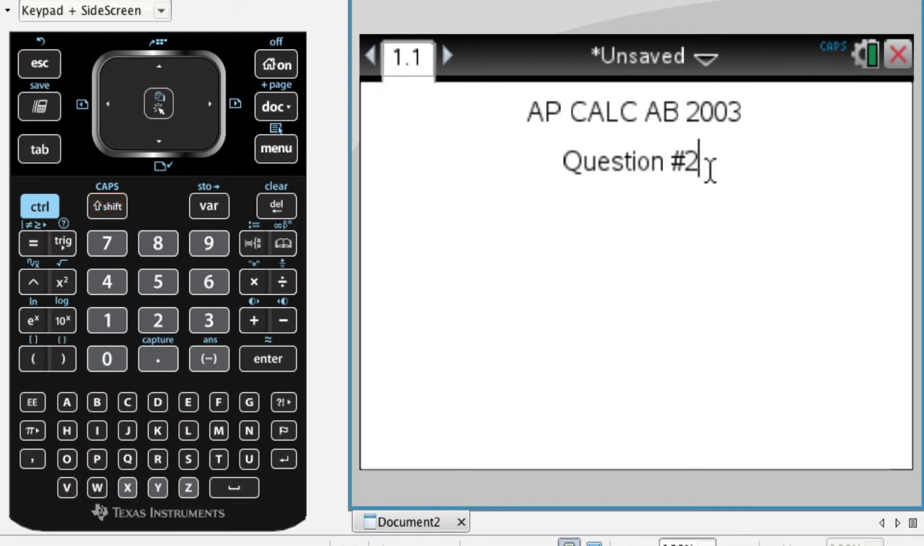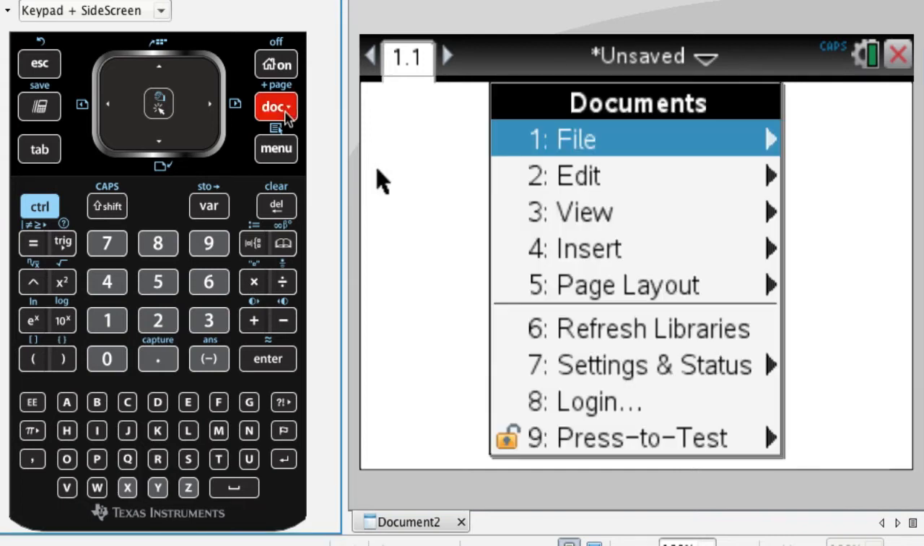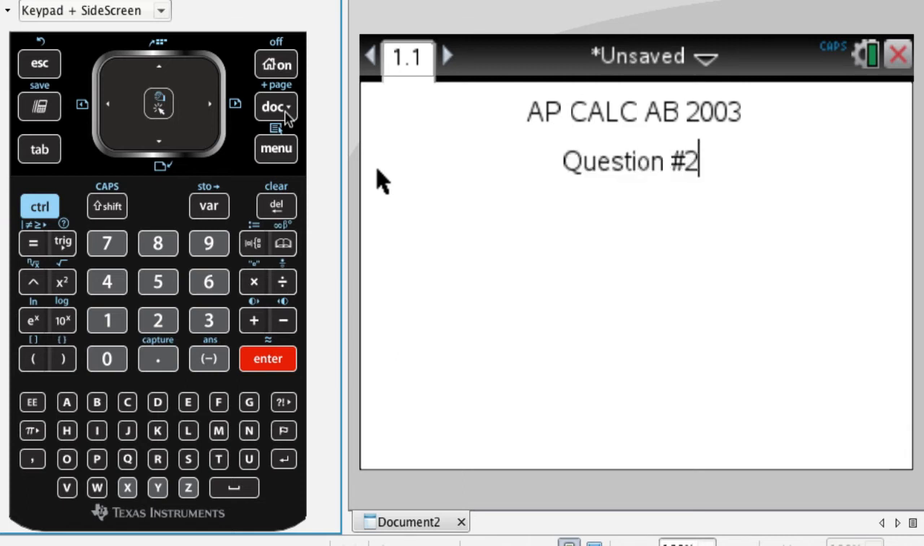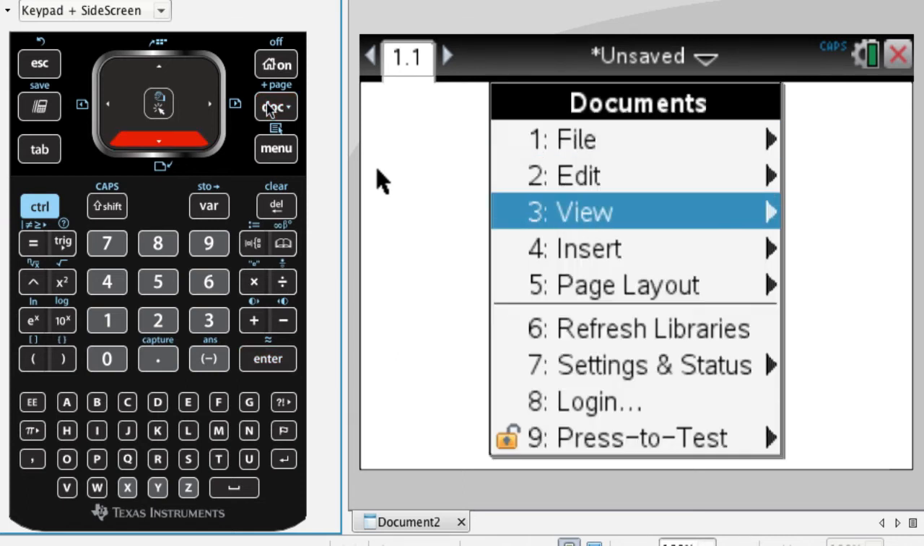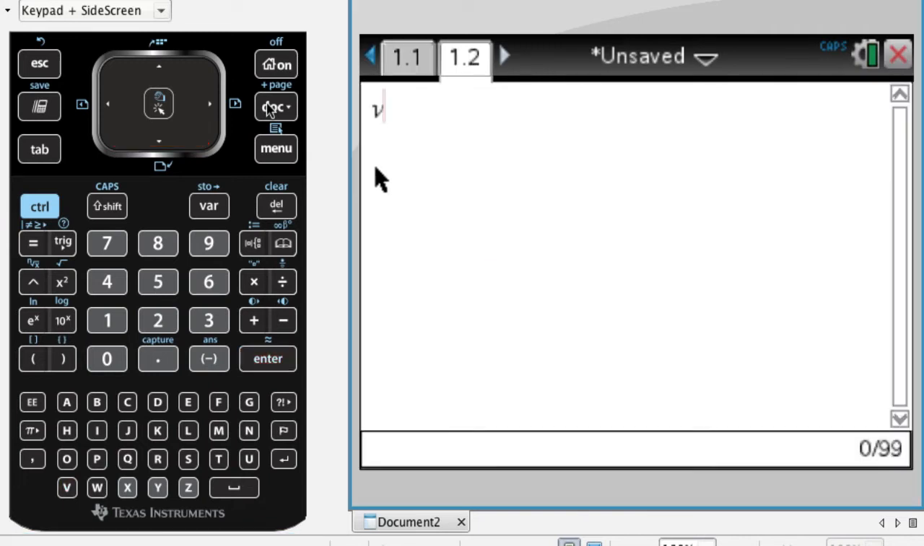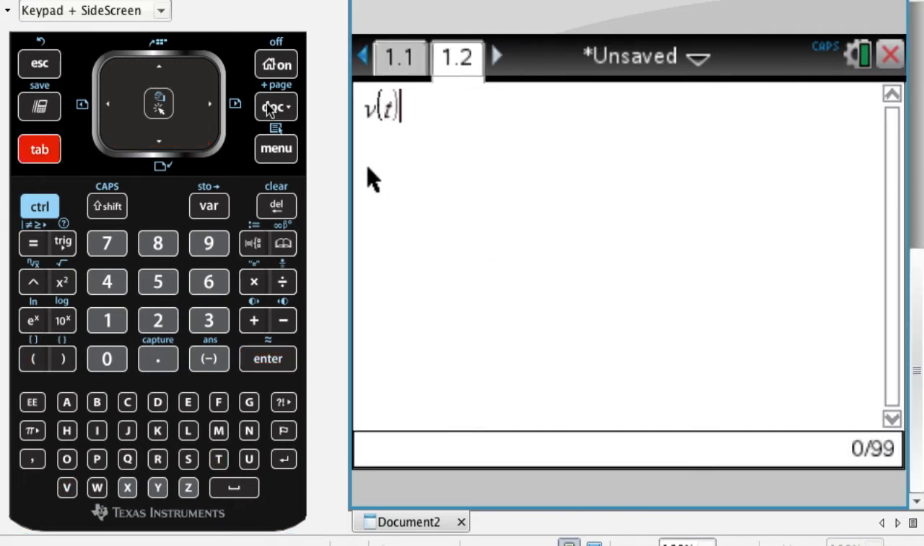All right, I'm going to try to show you how to do question number two from the 2003 Calc AB exam. So the first part, it's a calculator question. So the first thing I'm going to do is insert a calculator page and define the function that they give me. So they tell me v of t.